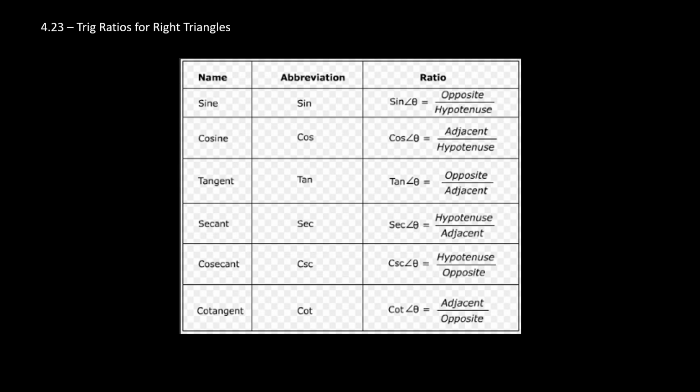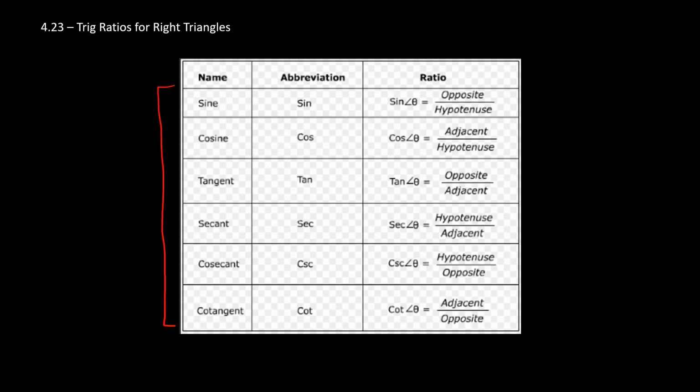Hi class, so today we're going to be covering trig ratios for right triangles. This will be a bit of a review from what you would have learned in geometry, with our trig values being sine, cosine, tangent, secant, cosecant, and cotangent.